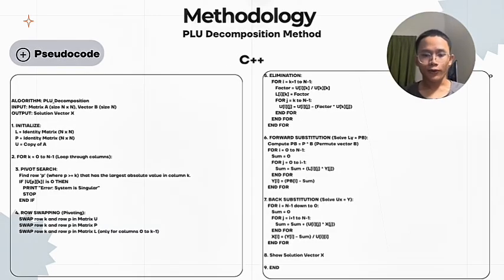Now let's look at the pseudocode for the PLU decomposition method. This pseudocode will be explained in more detail in the discussion part, but I will go through it briefly. So for C++, the pseudocode starts by initializing. Then we start the loop for k equals 0 to n minus 1. We search for a pivot. If the maximum absolute value is equal to 0, then we print error, system is singular. If not, we start with the row swapping. After that, we go through the step of elimination, then forward substitution, then back substitution. After that, we show the solution vector of x. After that, we end the program.